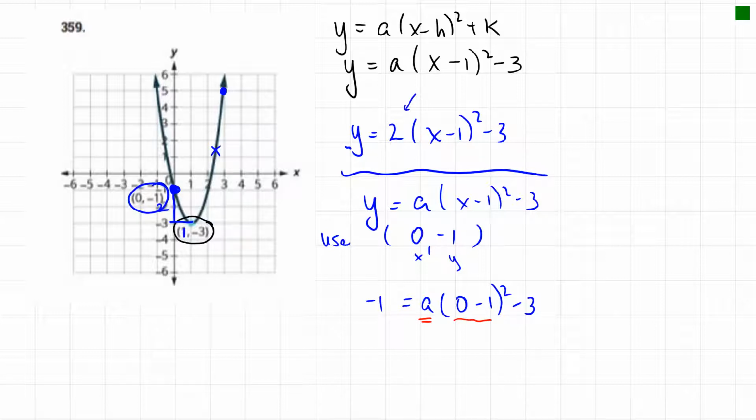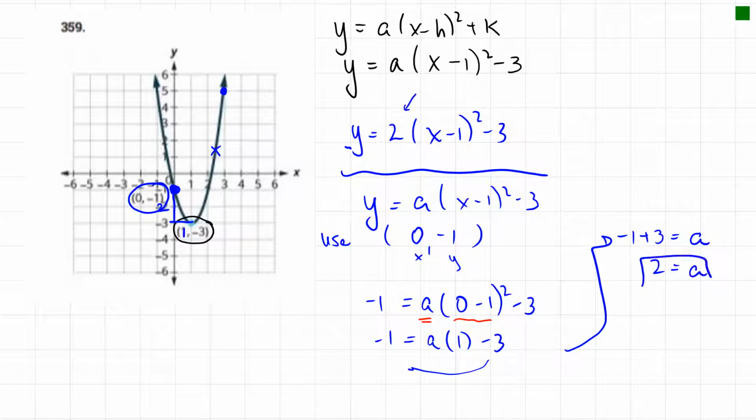First step is to simplify in here. So I have -1 equals a(-1) squared minus 3, since 0 minus 1 is -1, and -1 squared is +1. So that just reduces to a times 1. Now I'm going to isolate a. So I'm going to add 3 to both sides. That leaves me with -1 plus 3 equals a times 1, or just a, so a equals 2. So here we did it algebraically, obviously a bit more work, but as an alternative if you can't count it out.